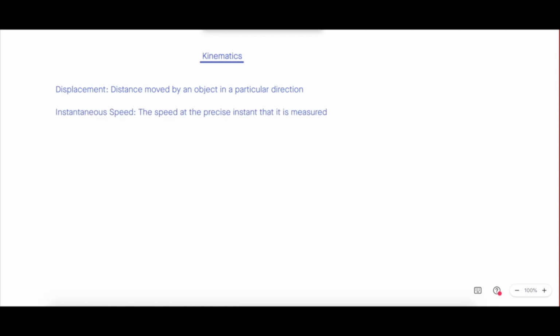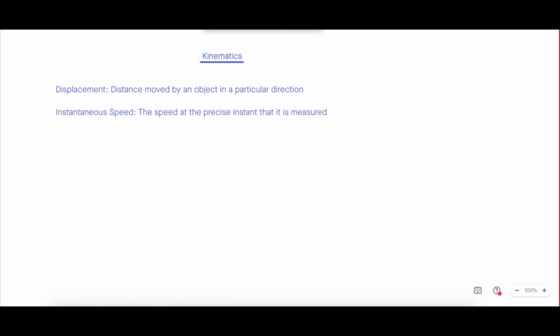Okay, so kinematics. What we're going to start off with first are some definitions. So displacement, first of all, is the distance moved by an object in a particular direction. Next up is instantaneous speed, the speed at the precise instant that it is measured. Like on a graph, for example, on a distance-time graph, that would be the tangent at a particular point. That would be the instantaneous speed.